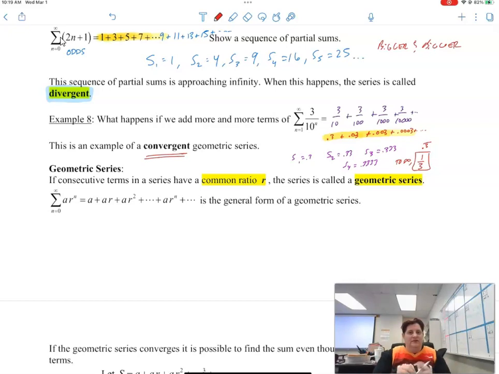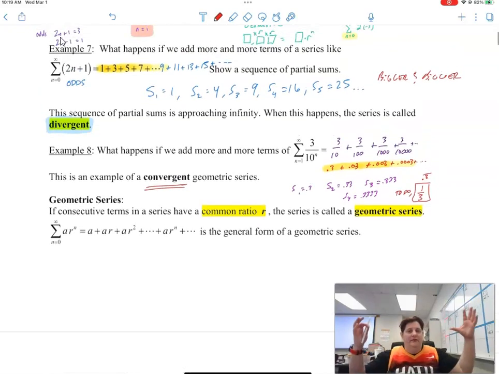All right? So that's kind of just a divergent series, it gets bigger and bigger, and a convergent series, it gets smaller and smaller and converges onto a single number.